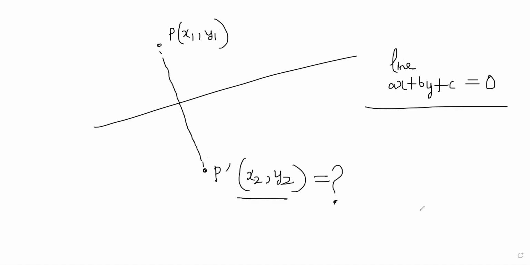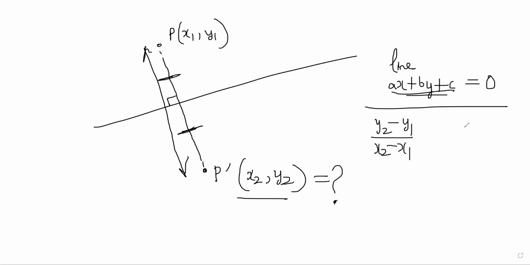Since this line is supposed to be the mirror, this has to be 90 and this has to be equal to this, right? Correct. So we know that the slope of this has to be perpendicular to the slope of the line given. So we can get one equation saying (y2 minus y1) by (x2 minus x1), which is the slope of this, multiplied by minus a by b should be equal to minus 1.